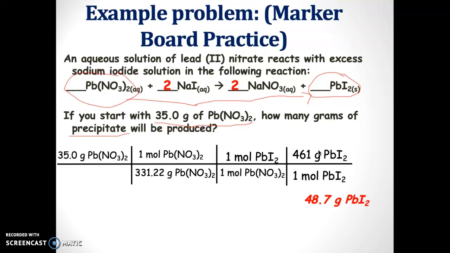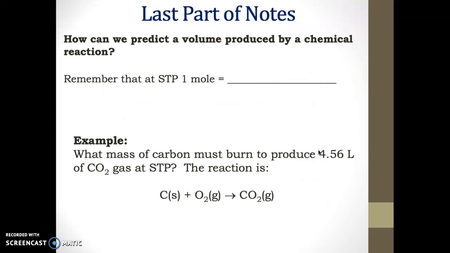Hopefully, again, you did this correct. If you didn't, see where the mistake was made so you don't make it again on your homework. All right, last thing on the note guide. On the bottom, we're not always going to be going from grams to moles to grams. Sometimes we're going to be doing volume or particles.